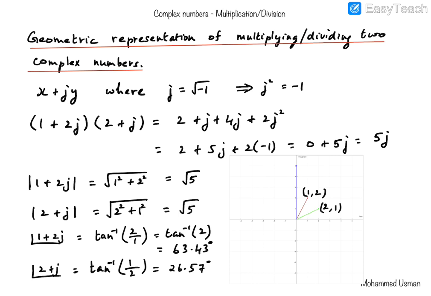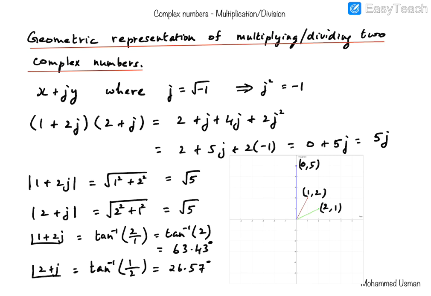in this complex plane. Now what we see is that after multiplying these two complex numbers, the result that we get is 0 plus 5j, where the real part is 0 and the imaginary part is 5. That corresponds to (0, 5): 0 on the x-axis and 5 on the y-axis. So it corresponds to this blue dot over here. So (0, 5) is denoted by this point in blue. That represents the complex number which is the product of the two complex numbers that we chose, 1 plus 2j and 2 plus j.